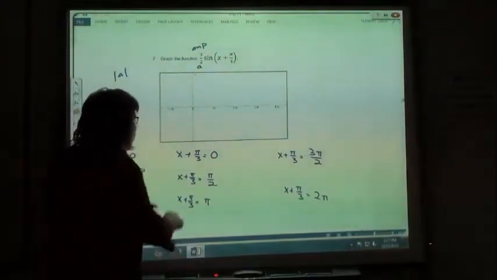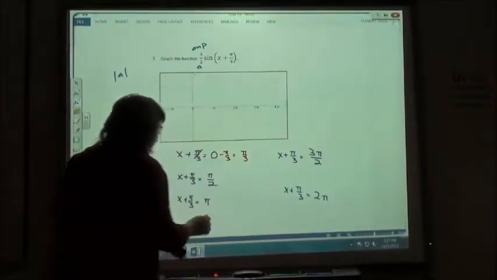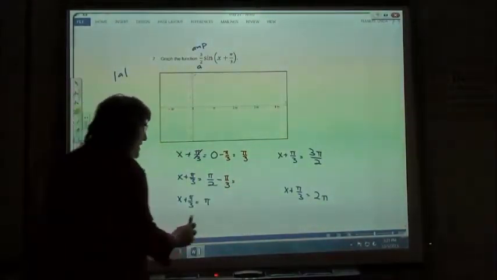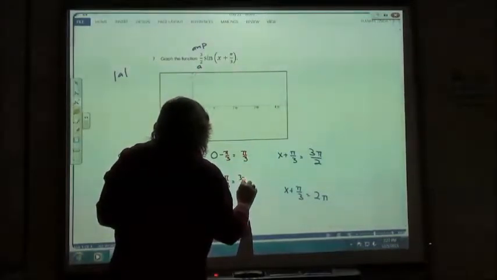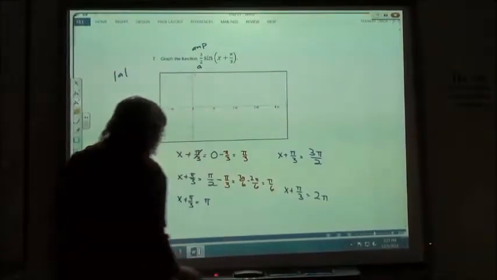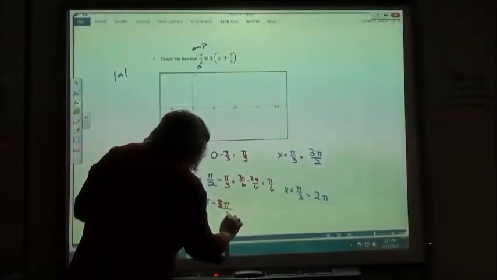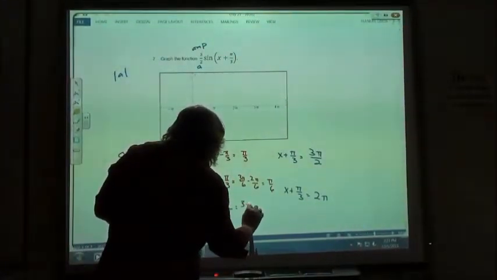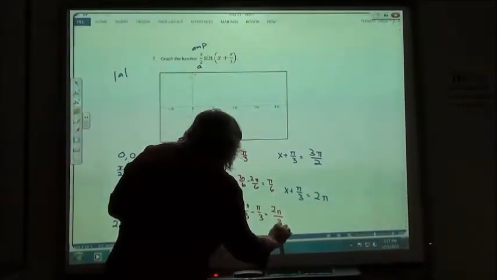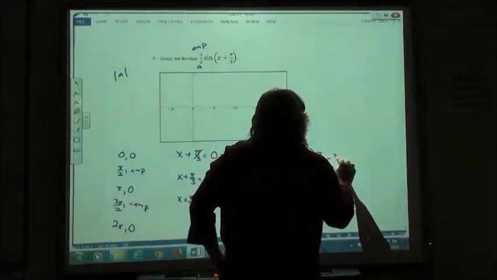So to solve, I'm going to subtract pi over 3, which gives me negative pi over 3. Here I'm going to subtract pi over 3. I'd have to find my common denominator, which is 6. So I'd have 3 pi over 6 minus 2 pi over 6, which gives me pi over 6. Here I'm going to subtract my pi over 3. So I'm going to have 3 pi over 3 minus pi over 3, which is 2 pi over 3. Fun with fractions.